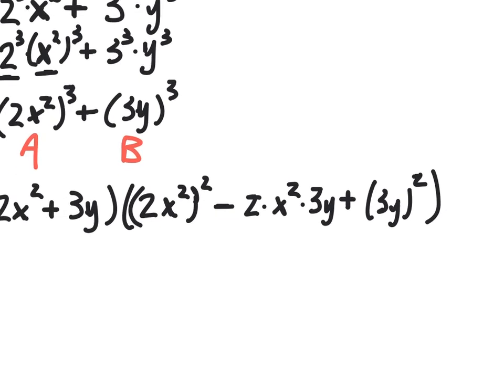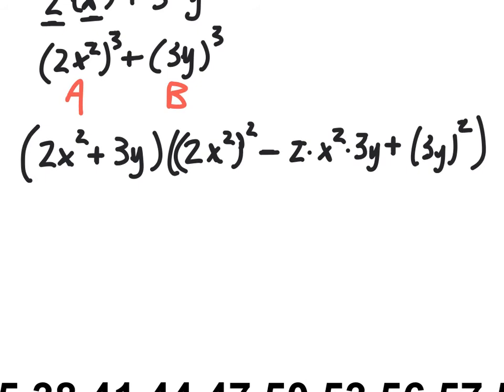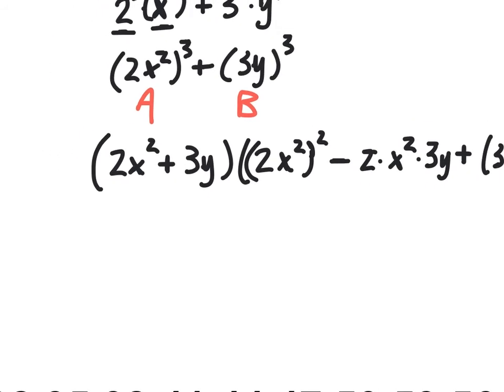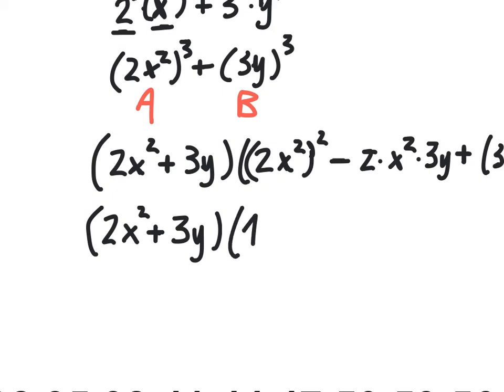Now that I've done that, the first part remains the same. So let me do this: I've got 2x squared plus 3y. If I take 2 and I square it, that's going to give me 4. So this term over here is going to become 4. When I do x squared squared, that's going to give me x to the 4th.